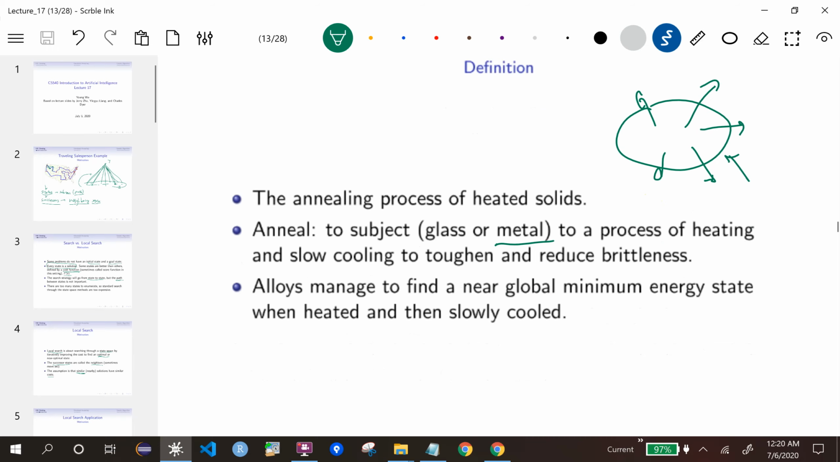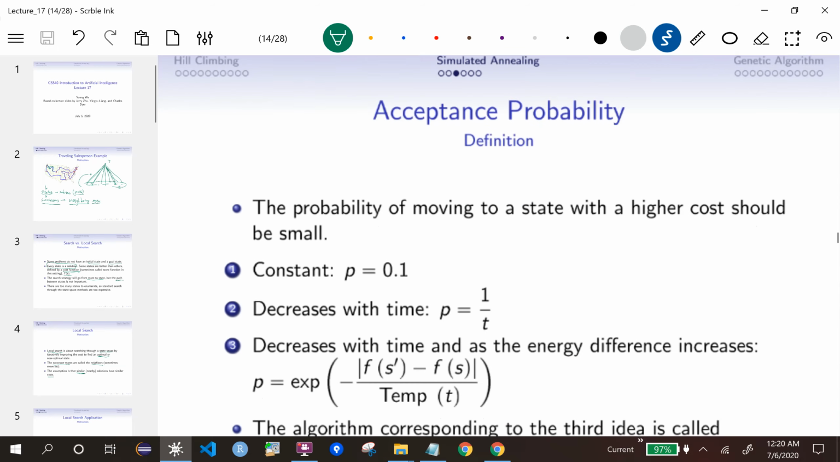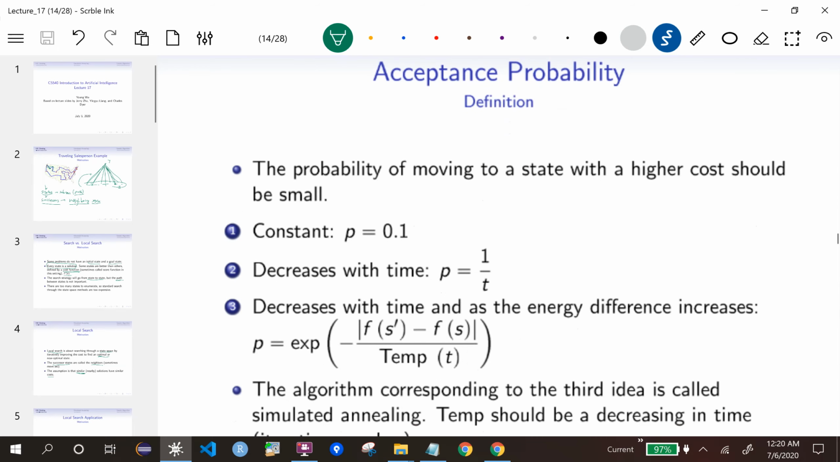So let's get back to the mathematics of what this is actually doing. There are many choices for the probability of accepting a higher cost state. Remember, one very important thing is if we reach a lower cost state, we always go. But if we reach a higher cost state, then we use the probability.